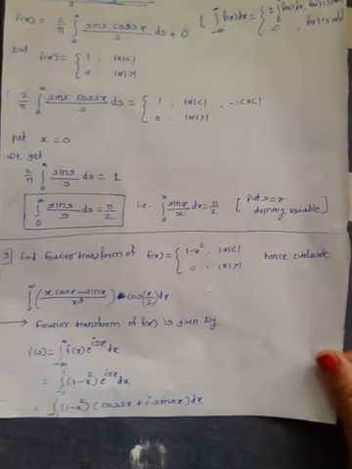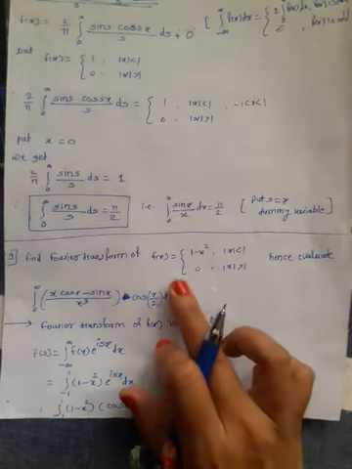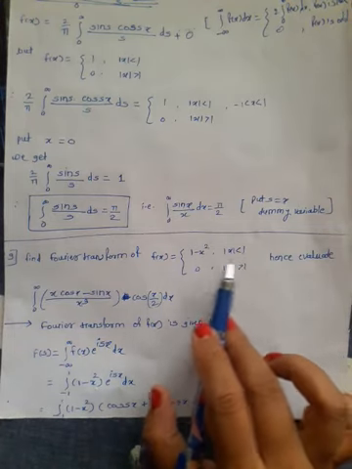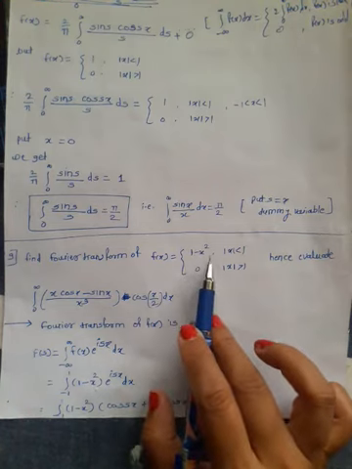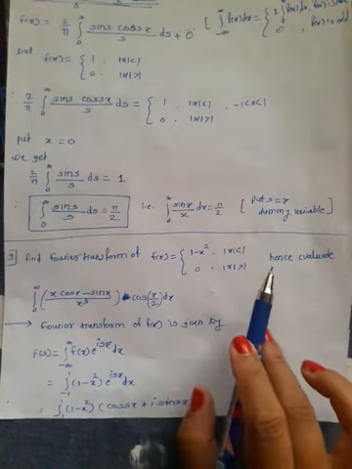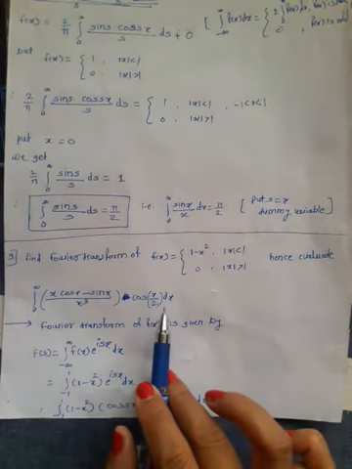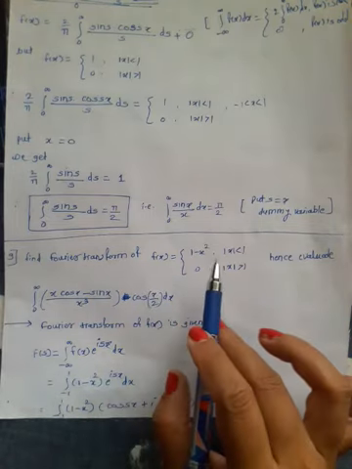Now consider the next example. Find the Fourier transform of f(x), where f(x) is given in the form of an interval: for mod x less than 1, means minus 1 less than x less than 1, the function value is 1 minus x square, and it is 0 otherwise for the rest of the interval, and hence evaluate this integration. First let us find out the Fourier transform of this function.